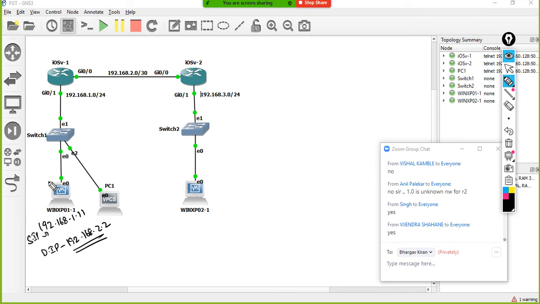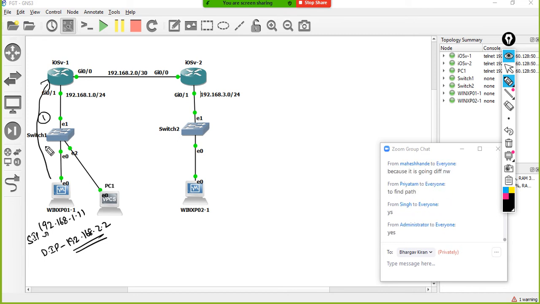Why is it going to the gateway? What's the reason? Because you are trying for a different network. That's it. Then it will go to the gateway. That is your first step. Understand? Everybody okay?